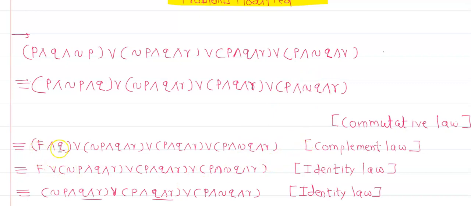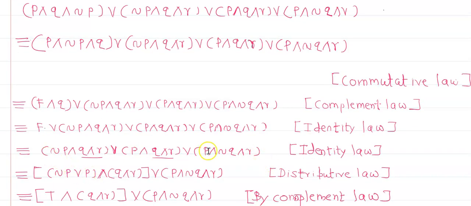Now again F and Q. By using the identity law, F and Q is definitely F, or this bracket, the negation of P and Q and R, or P and Q and R, or P and negation Q and R. Now its value depends on these three brackets, that is the negation of P and Q and R, or P and Q and R.